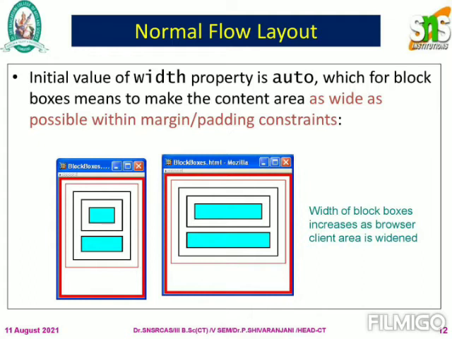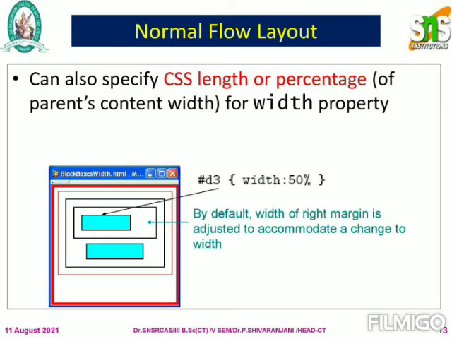The next one is that the initial value of the width property is auto, which for a block box means to make the content area as wide as possible within the margin or padding constraints. So the width of the block box increases as the browser window is widened. Here you can see two outputs. If you are not maximizing the layout, it will be in the first format. If it has been maximized, then you'll have this particular format. So it depends upon the need of the particular person.